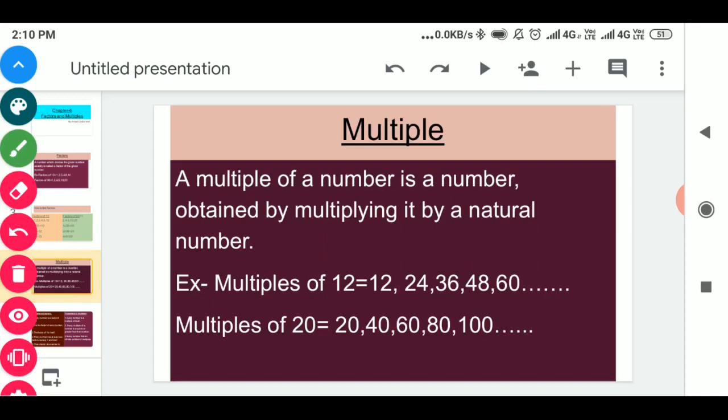Next is: what is a multiple? A multiple of a number is a number obtained by multiplying it by a natural number. Example: multiples of 12.